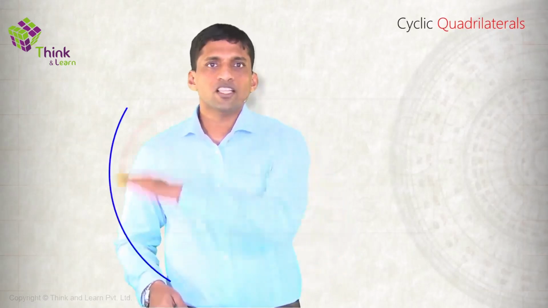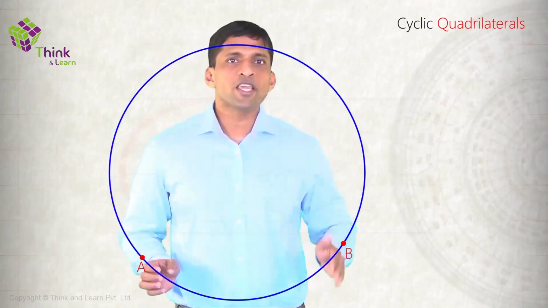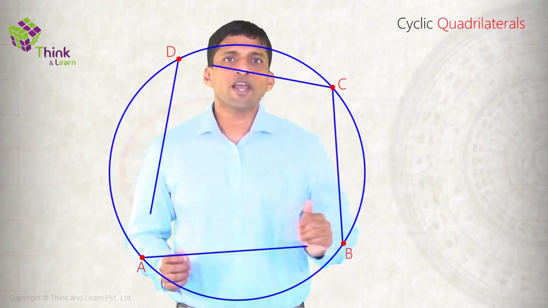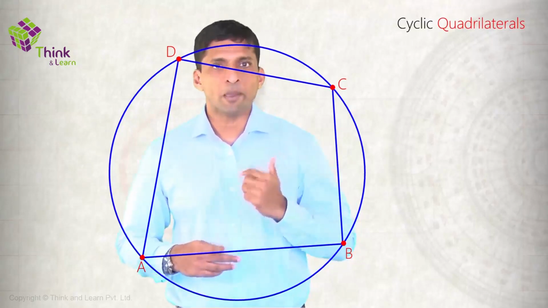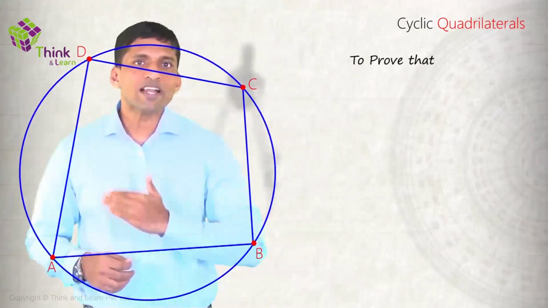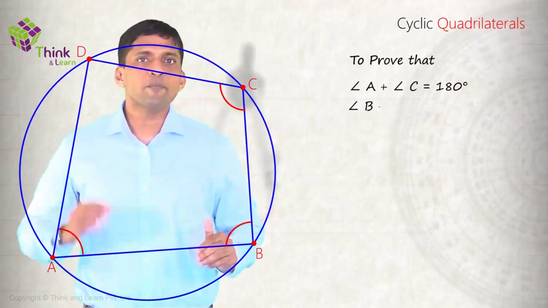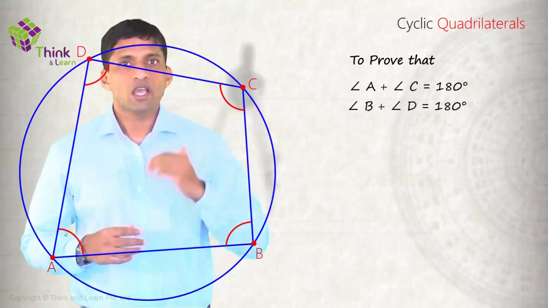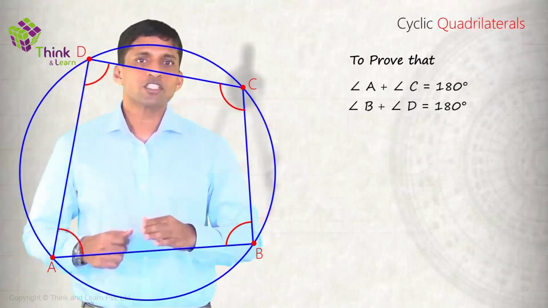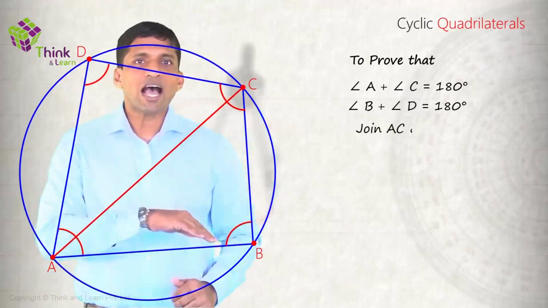To prove this theorem, in a cyclic quadrilateral, opposite angles will add up to 180. It's a very simple proof. So take the circle, take 4 points A, B, C, D. If I join, I'll get a cyclic quadrilateral A, B, C, D. We need to prove that angle A plus angle C is equal to 180 and angle B plus angle D equal to 180. To prove this, first join AC and BD.